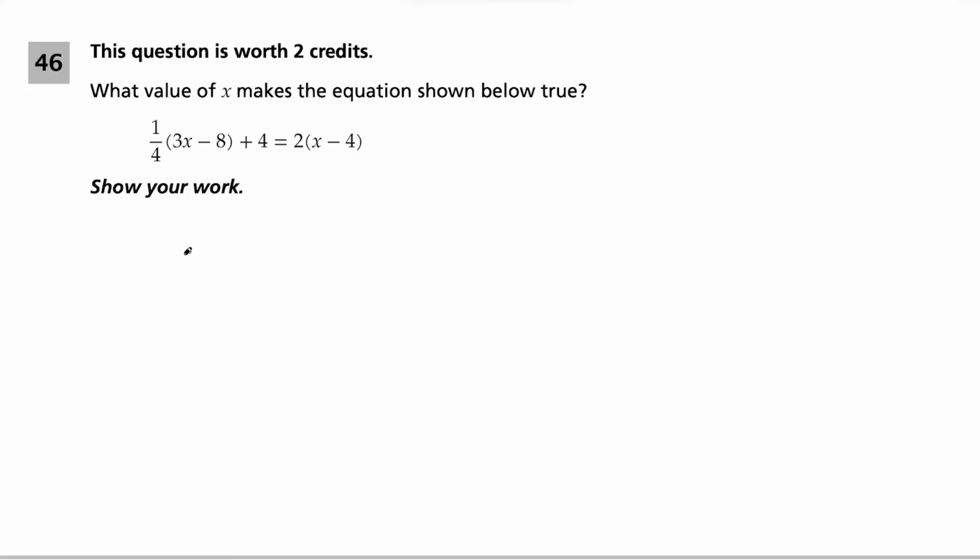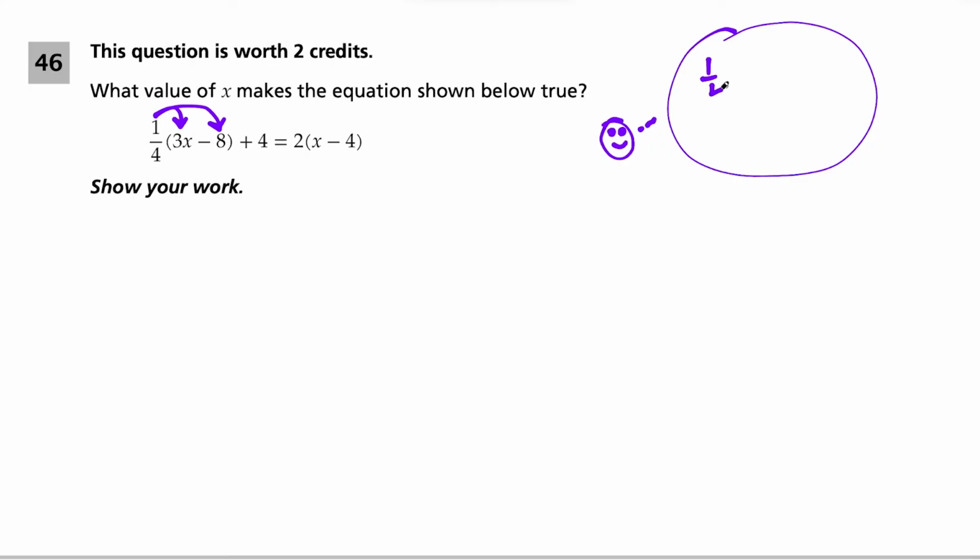And we have to show our work. So for this question, we're going to have to use the distributive property to start solving for x. So we're going to distribute the 1/4. And one thing that might be challenging is dealing with the fractions. So one thing you want to keep in mind when you're multiplying 1/4 by 3x, just know what you're really multiplying is the coefficients. So you're doing 1/4 times 3.